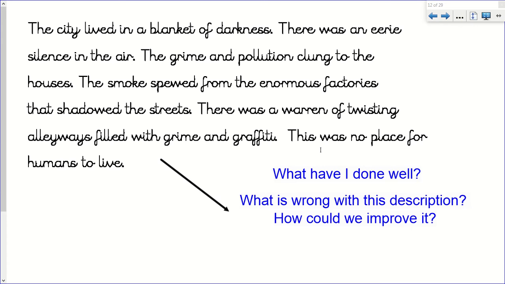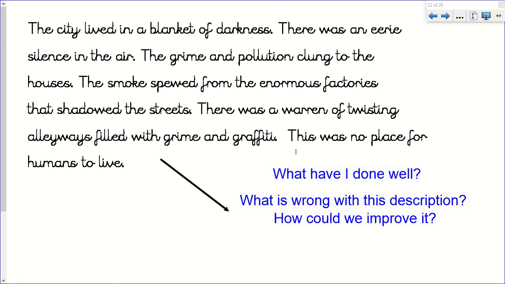Okay, so you might have thought you liked some of the description. I think I've used some good description there, like blanket of darkness, eerie silence. I've described the grime and pollution, how it clings to the houses. I've said smoke spewed, so I've used powerful verbs. I've not just said the smoke came from the enormous factories, I've used something like spewed. A warren of twisting alleyways. Okay, so I think I've done that well.